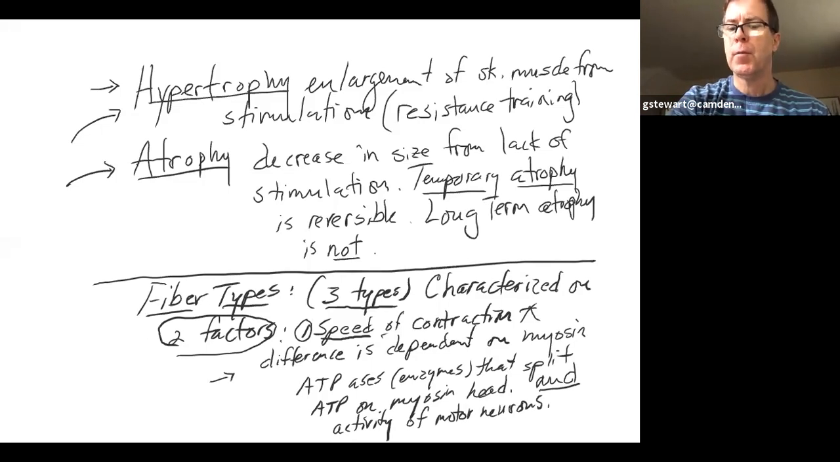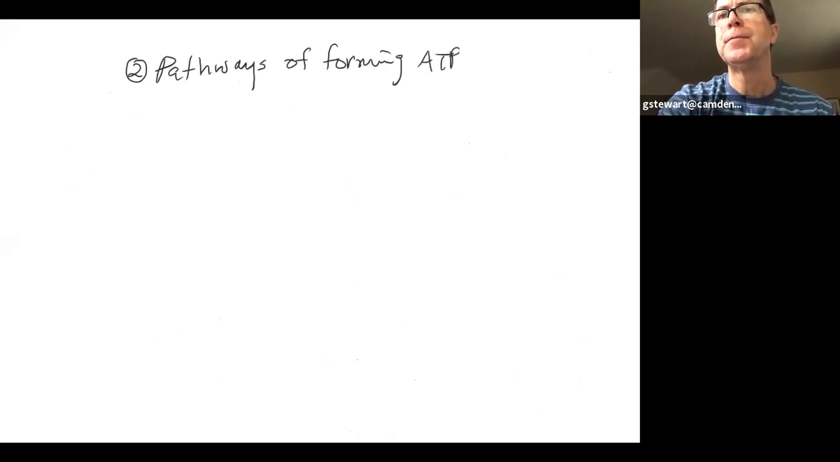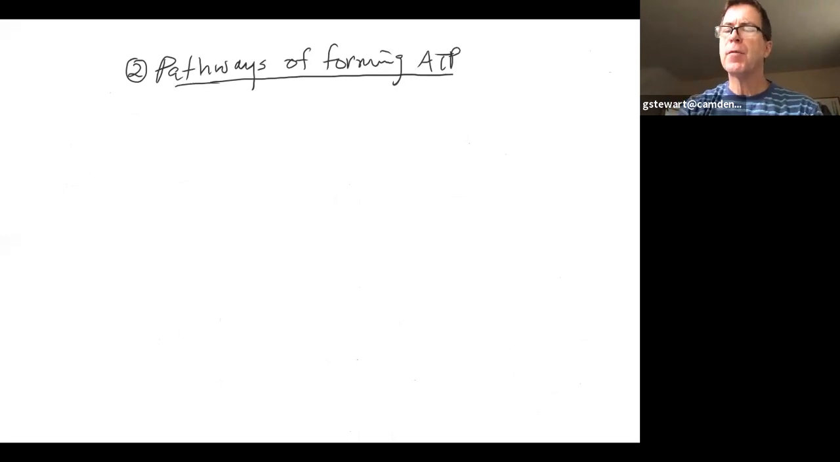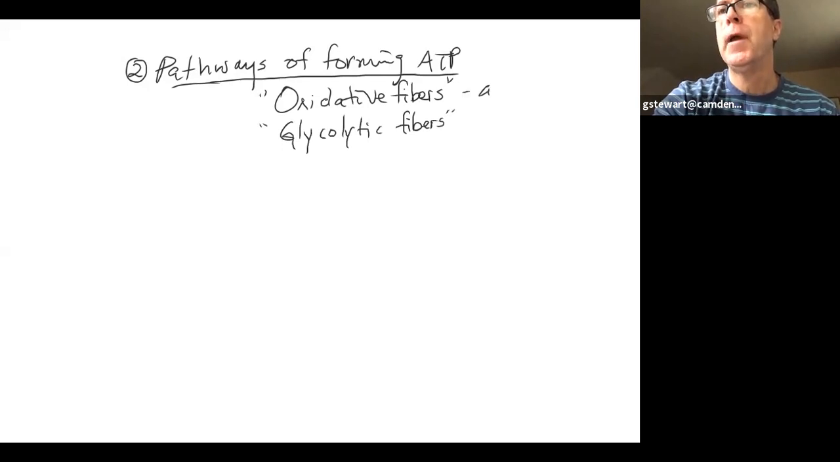I need a new whiteboard. Number two is pathways for forming ATP, which you know now, all of the pathways of forming ATP. What this means is that fibers that rely on oxygen, that aerobic pathway, cellular respiration, are called oxidative fibers. So we have oxidative fibers, and muscle fiber types that don't rely on oxygen are called glycolytic. And next to these, I'm going to put aerobic and anaerobic.